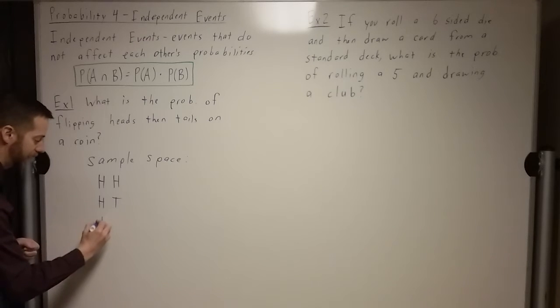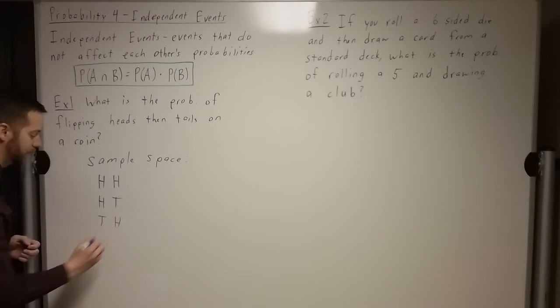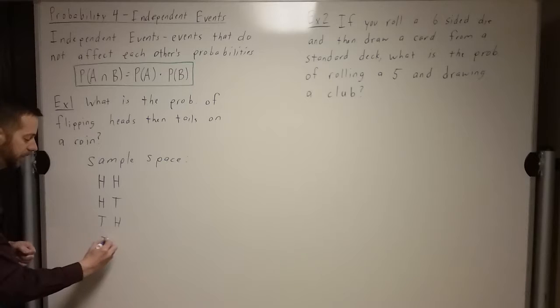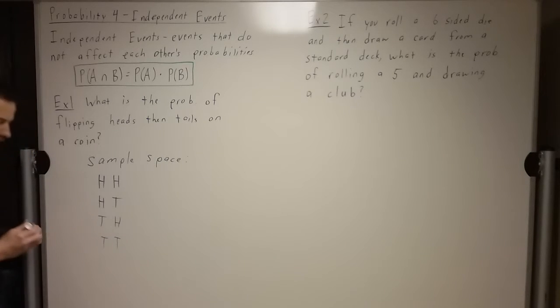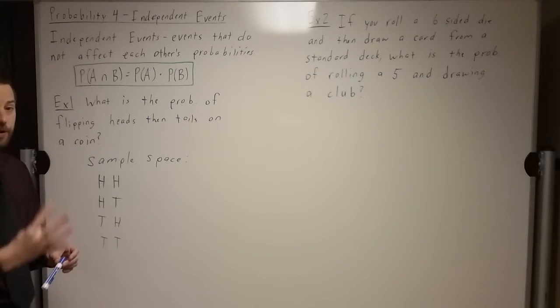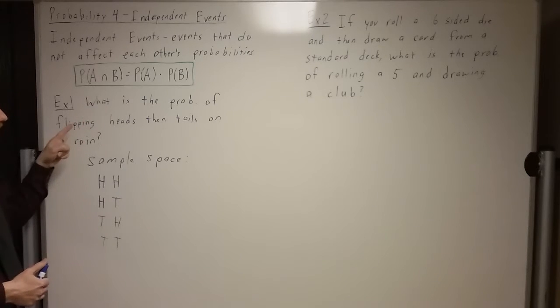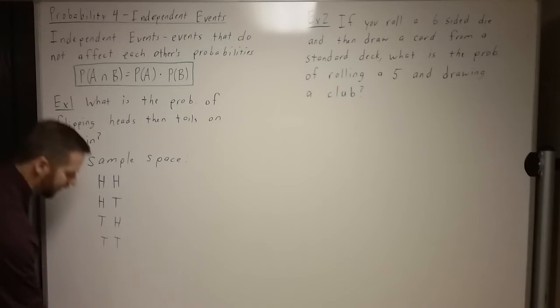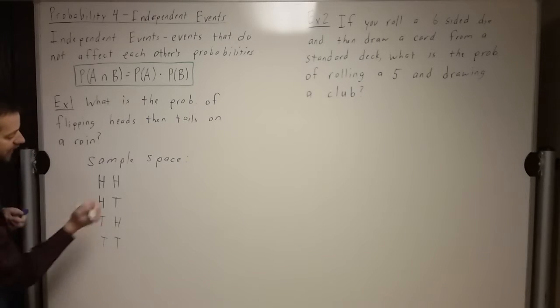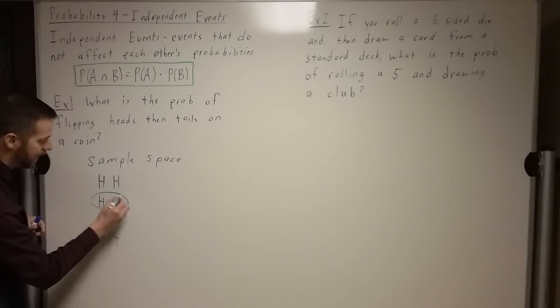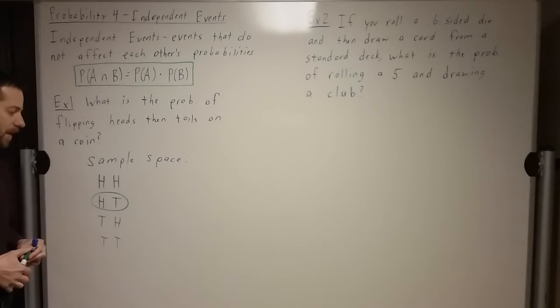We could end up getting tails the first time, then heads the second time. Or we could end up getting tails the first time, tails the second time. So there's 4 possible things that could happen here. So what's the probability of flipping heads, then tails? Do you notice heads, then tails is just this one right here out of the 4 things that could happen?